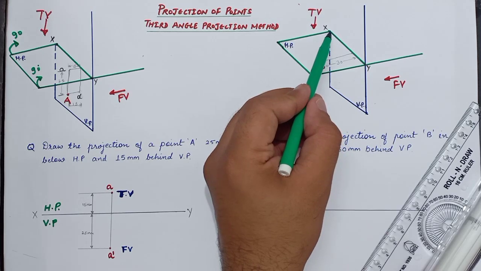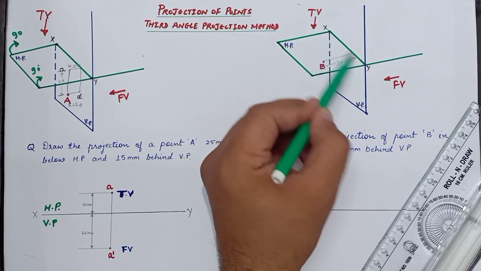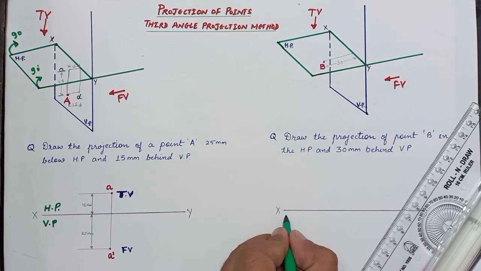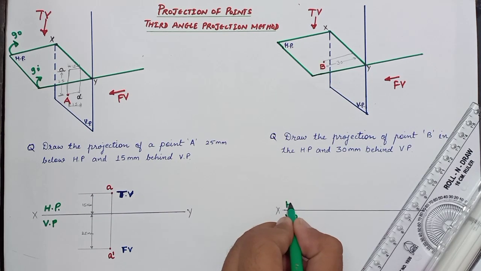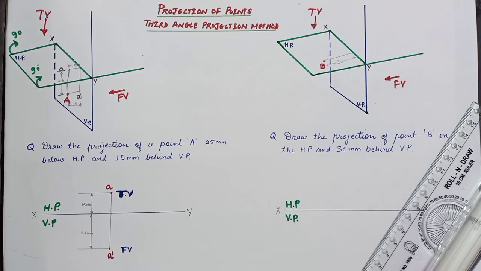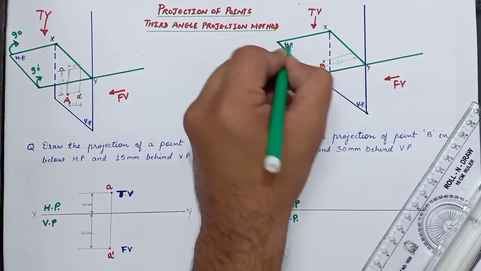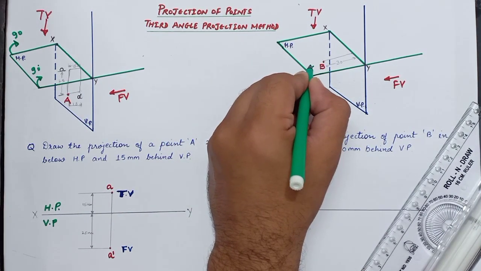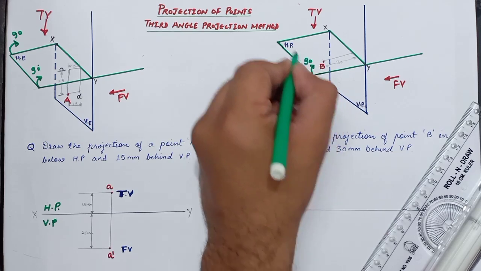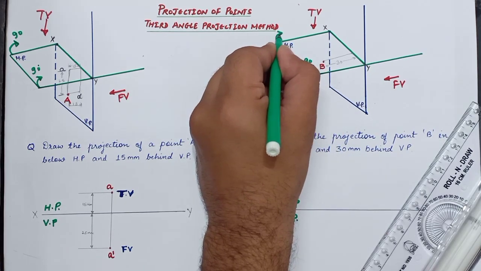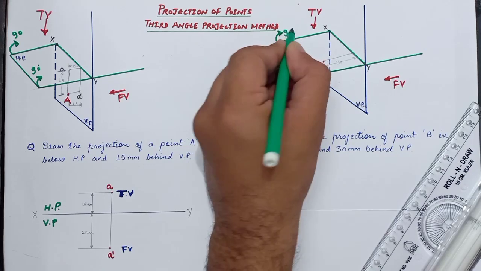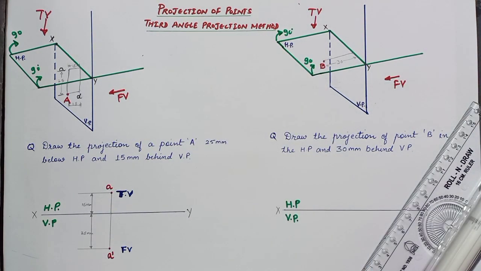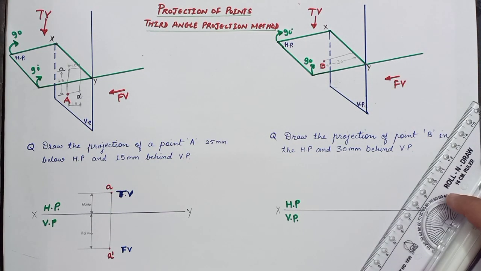We can see vertical plane is below XY line, so we can write here vertical plane and here horizontal plane. We need to rotate the horizontal plane 90° clockwise, which will shift horizontal plane above XY line.